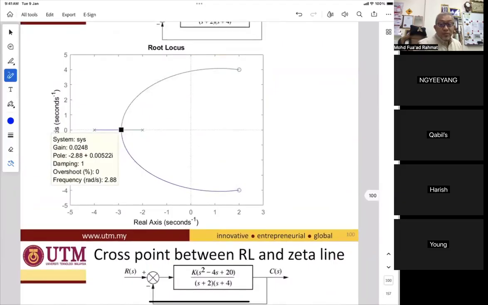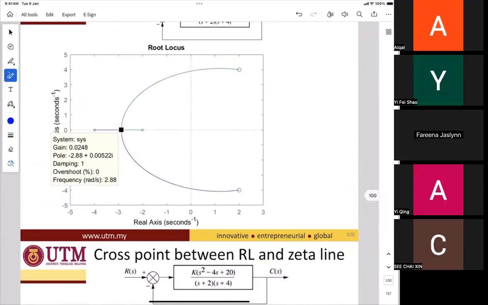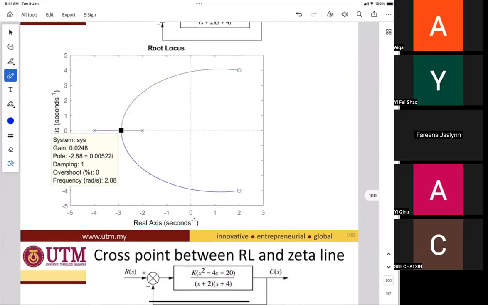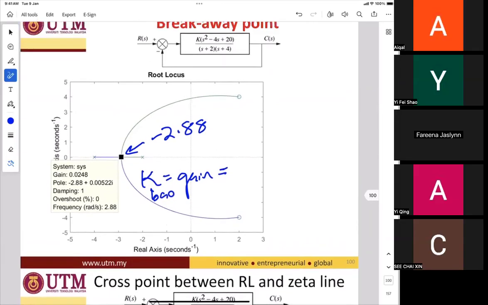Harish, what is the gain value at the breakaway point? 0.024, minus 3, sorry. Gain value, Doctor. The breakaway point value is minus 2.88, and its gain is 0.0248. How did you get that? By calculation?